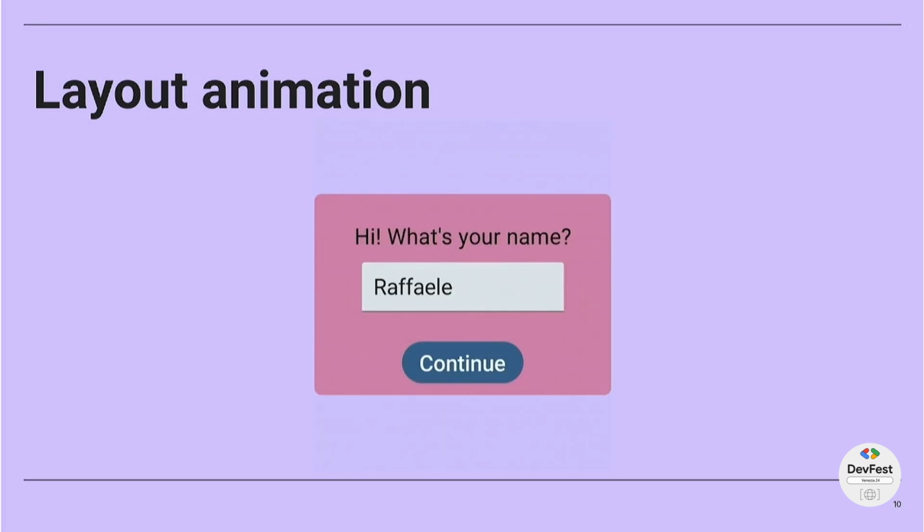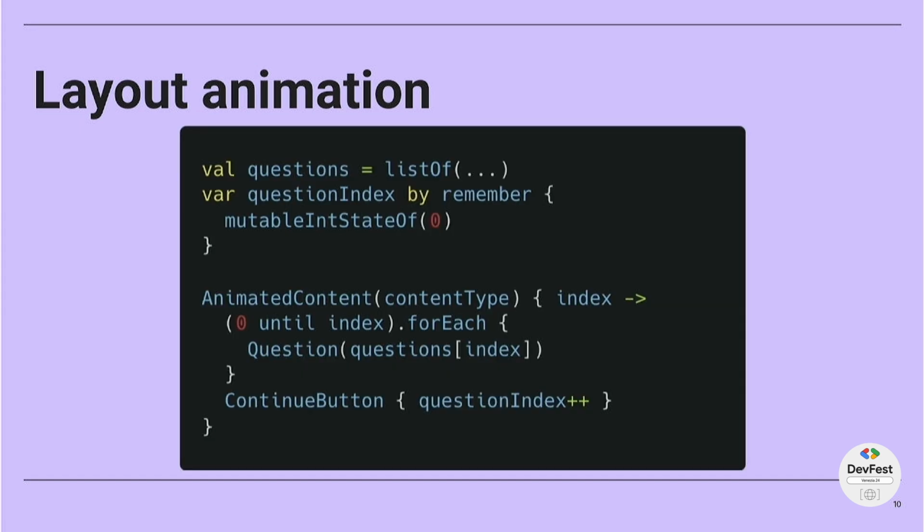To make it better, we can use AnimatedContent. AnimatedContent is similar to Crossfade. One could even say that Crossfade is a particular case of AnimatedContent, and AnimatedContent is the most generic one. We are basically doing the same thing as before, except we don't have a completely different screen based on the state, that is questionIndex, but we are building the content gradually. We have a button. When the button is clicked, the questionIndex is updated, and thanks to this, we show an additional question. It's very similar to what we had before.